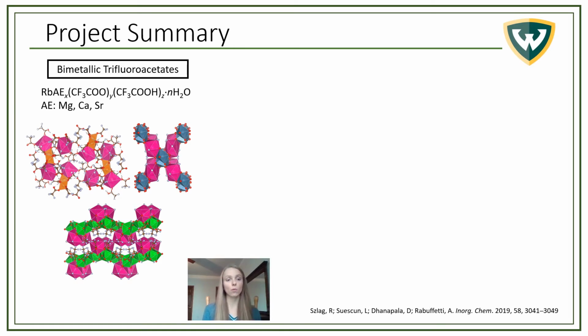So in the pink and orange material, that's my rubidium magnesium trifluoroacetate, we see tetramers, in which the pink, the rubidium, sandwich the magnesium. These tetramers are held together by the trifluoroacetates, and since there's also water in my structure, there's also hydrogen bonds contributing to the structure. The second material, the blue and pink, is my calcium and rubidium.